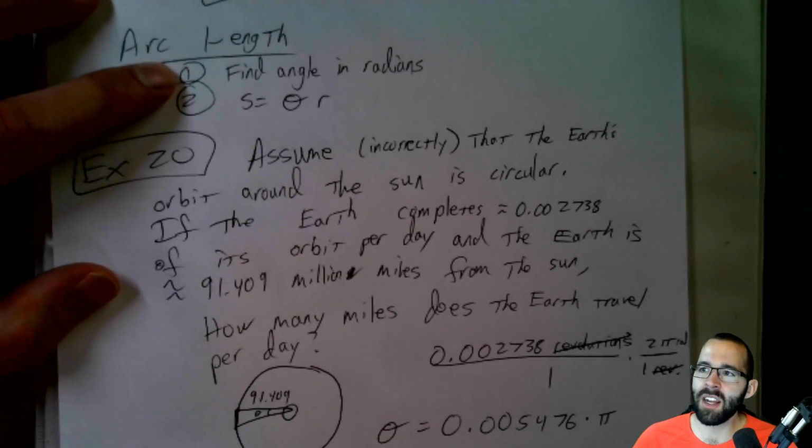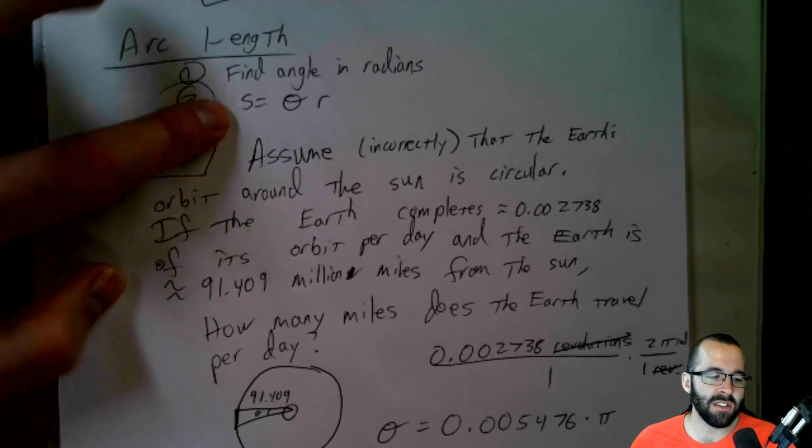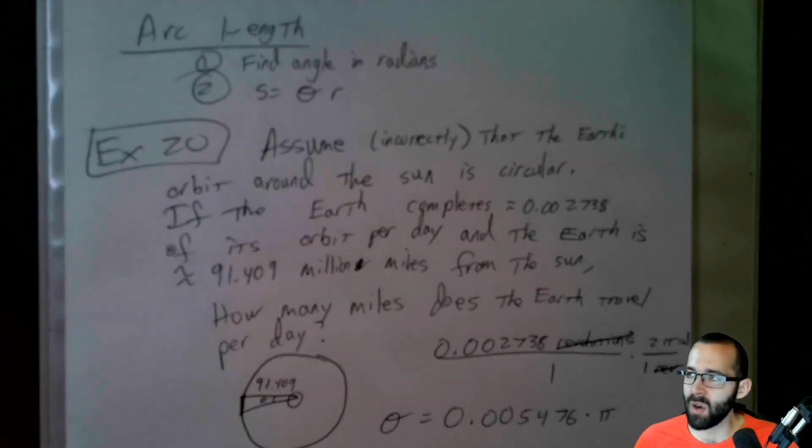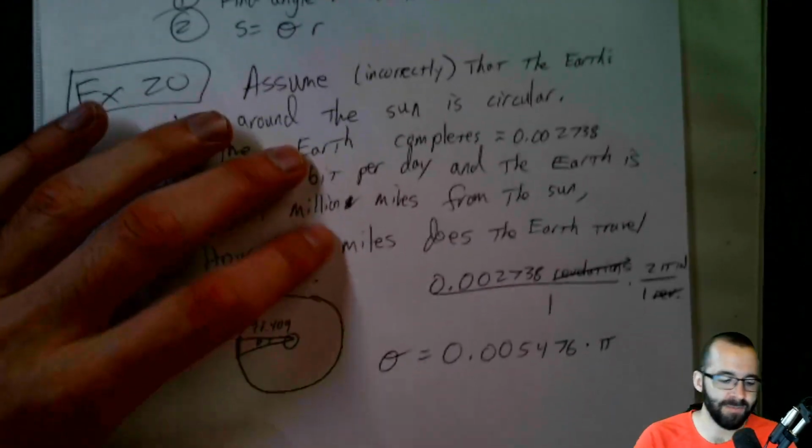You find the angle in radians, check. And then you just say, well, it's that many radians times what a radius is. You just multiply it out.